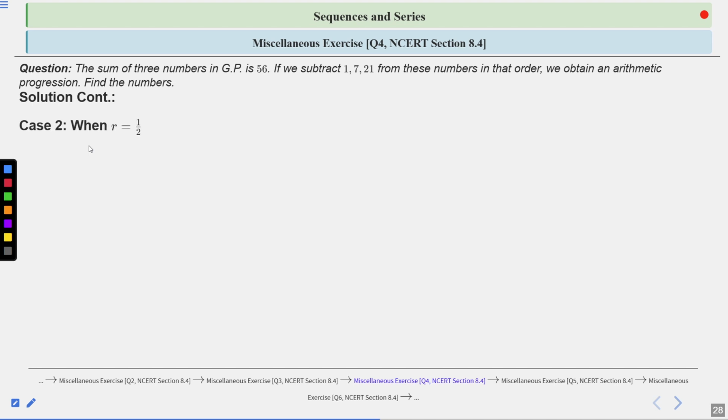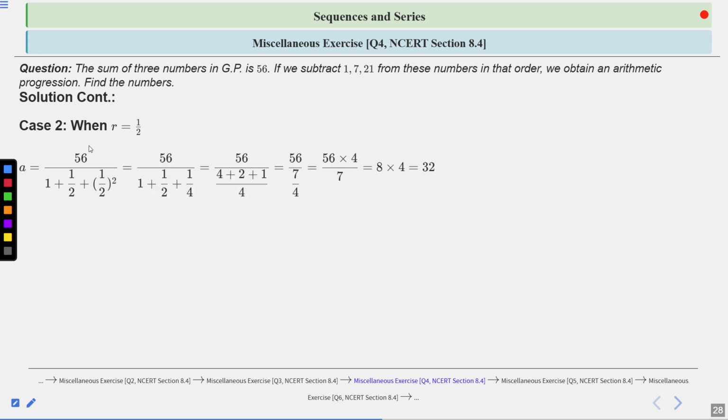Now we take case second, when r equal to 1 by 2. Now we need to find the value of a. If we put r equal to 1 by 2 in equation number 1, we get a equal to 56 divided by 1 plus 1 by 2 plus 1 by 2 whole square. This is equal to 56 divided by 1 plus 1 by 2 plus 1 by 4. This is equal to 56 divided by 4 plus 2 plus 1 divided by 4. This is equal to 56 divided by 7 by 4, which is 56 into 4 divided by 7, that's equal to 8 into 4 equal to 32. When r equal to 1 by 2, we obtain a equal to 32.